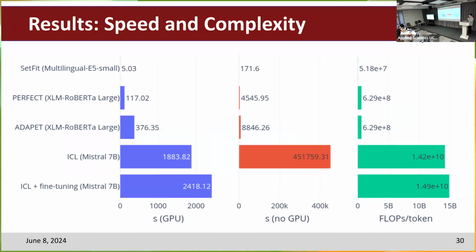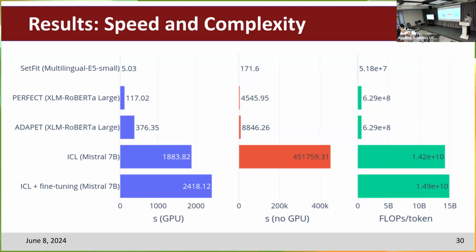We also, as a measure of speed and computational complexity, measured the inference time for the model to predict 1,000 examples with GPU acceleration and without GPU acceleration, and also computed floating point operations per token, which is a common metric for computation complexity in such cases. And the lower the scores, the better.